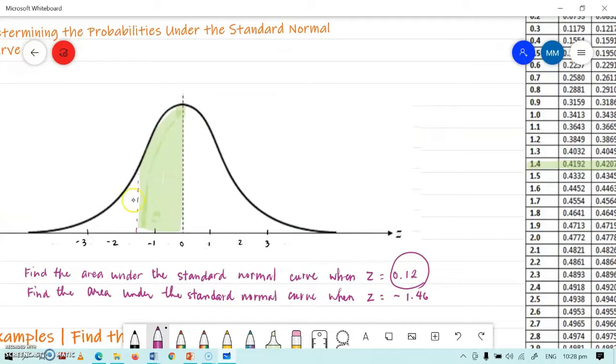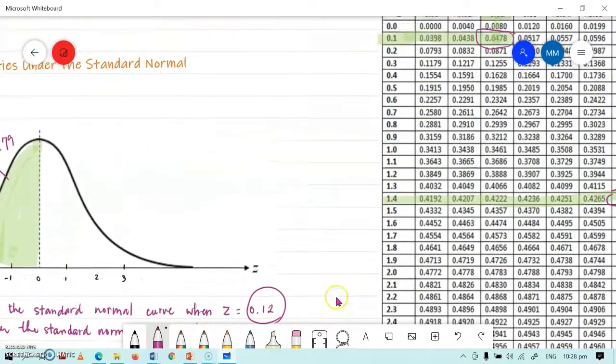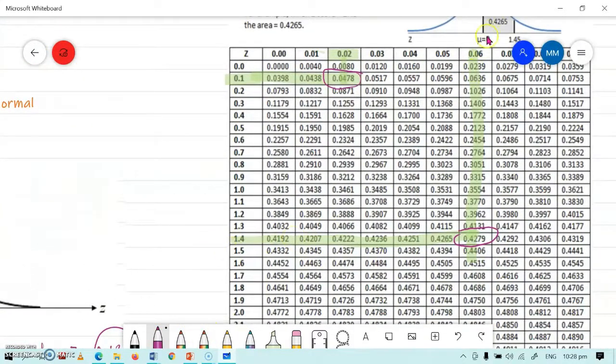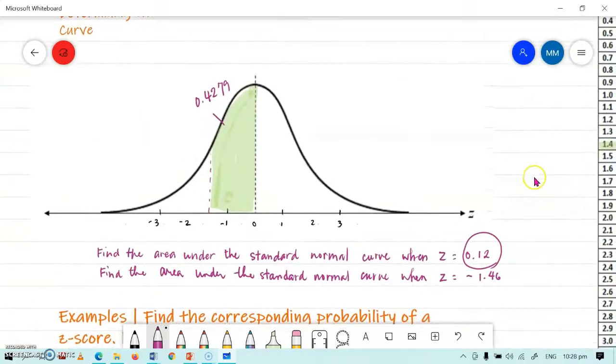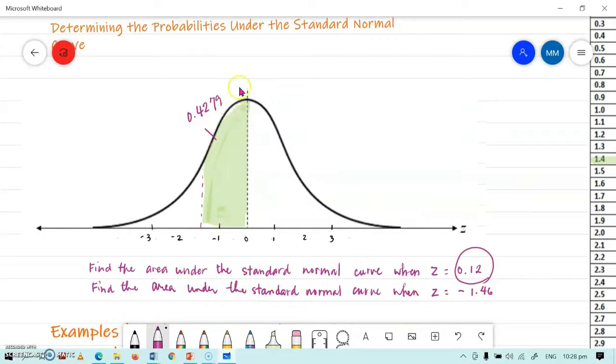So from 0 to negative 1.46, the area is 0.4279. Alright, where did we get 0.4279? Okay, from the intersection of 1.4 and 0.06. That's 0.4279. So the area of the shaded region, or the area from 0 to negative 1.46 under the standard normal curve, is 0.4279.